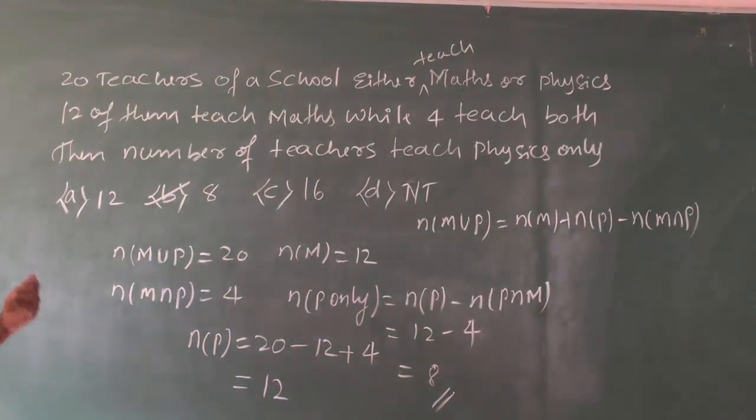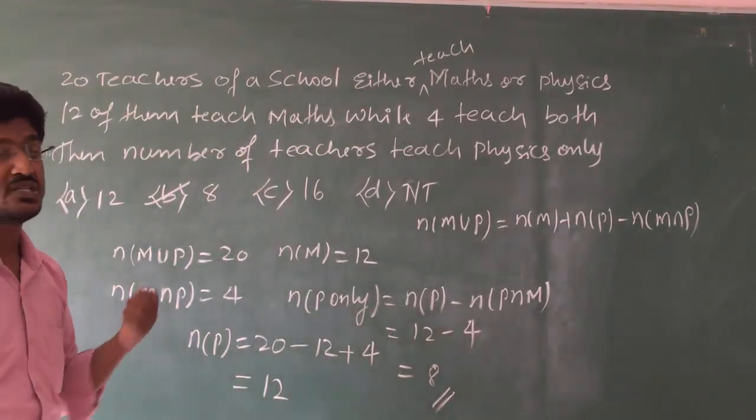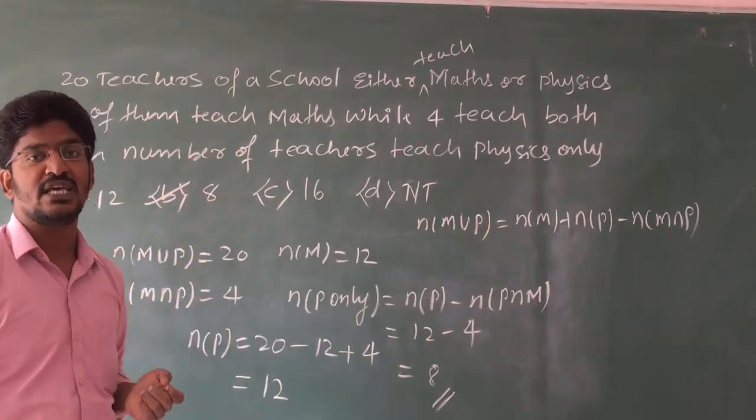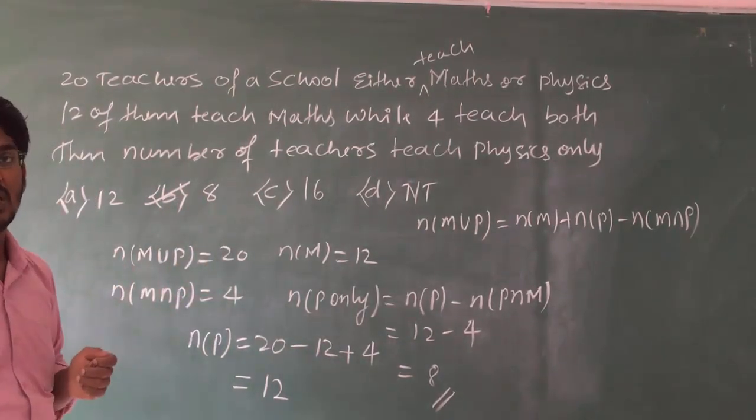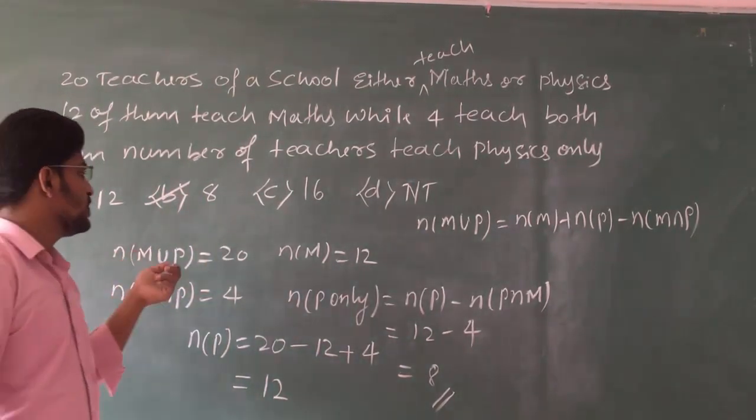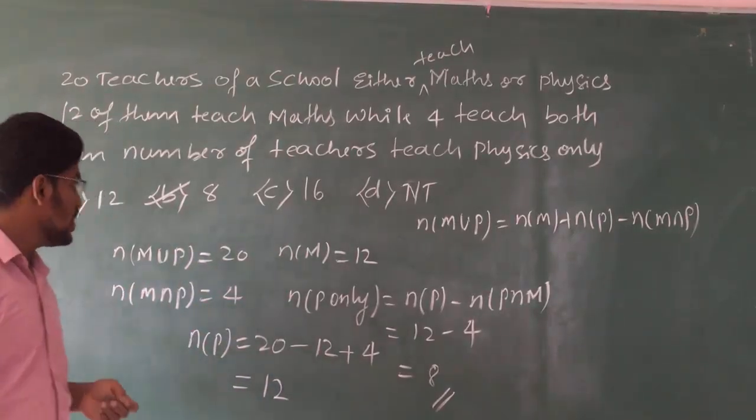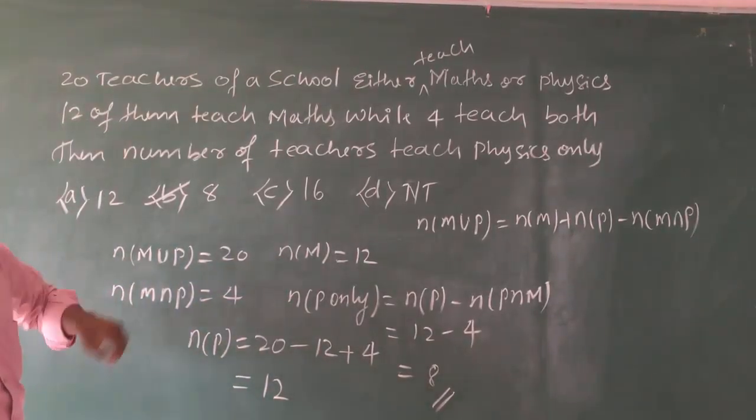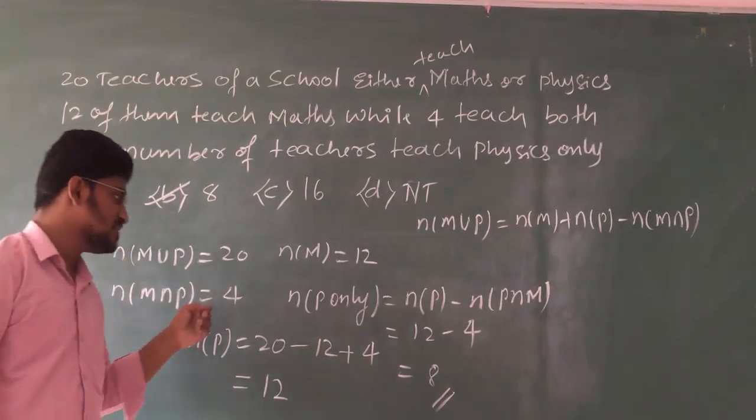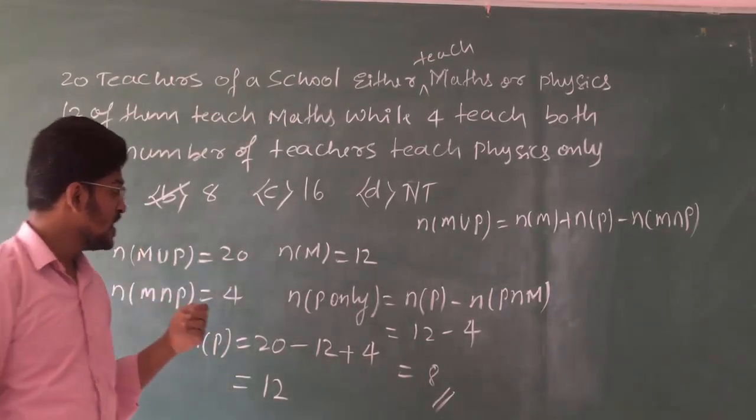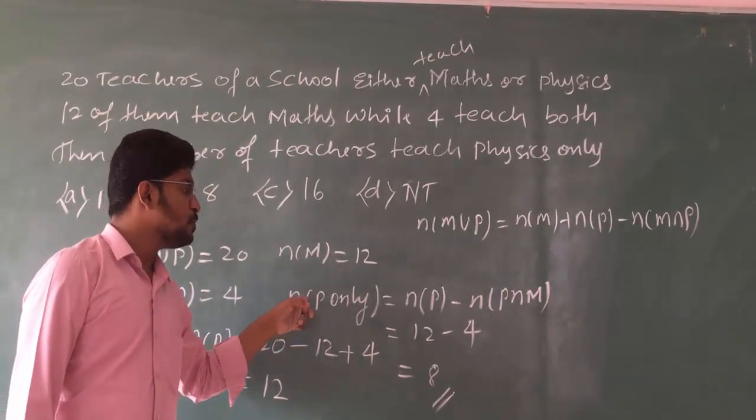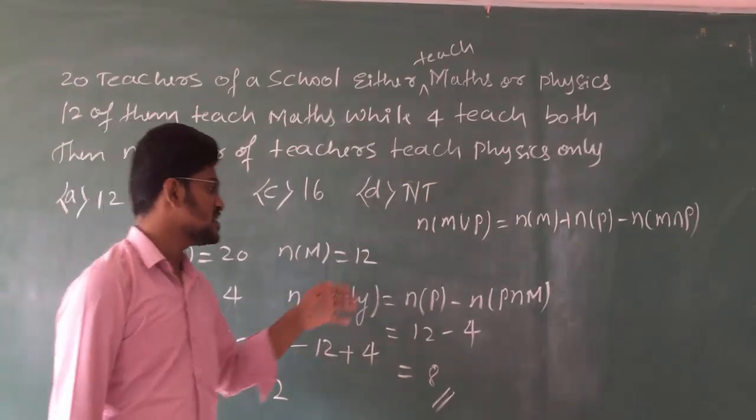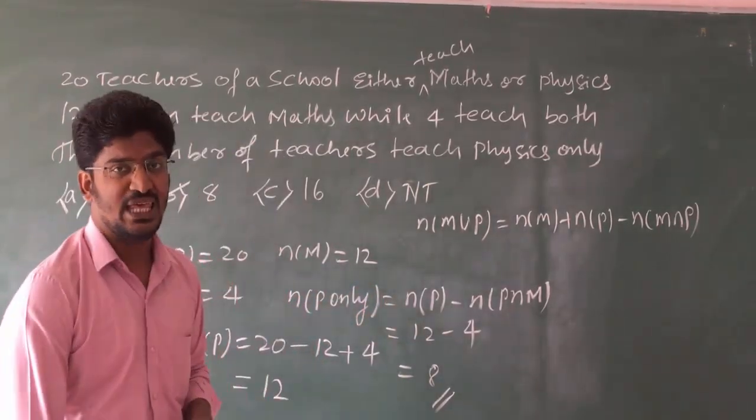What have they given? There are 20 teachers who teach maths or physics, that is n of m union p. Clear? N of m union p is 20, n of m is 12, and n of m intersection p, who teach both physics and maths, is 4. So now let us calculate n of p only.